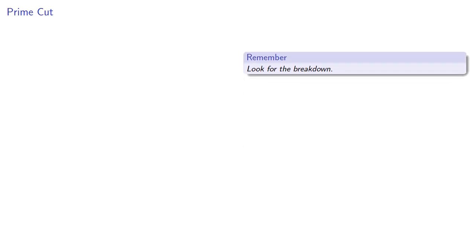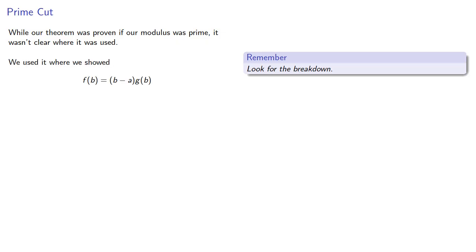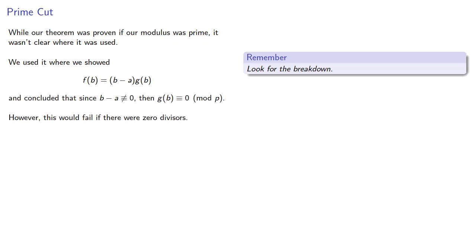Now, a useful thing to do in number theory is to look for the breakdown. Look where the proof breaks down. So while our theorem was proven if our modulus was prime, it wasn't entirely clear where it was used. And in fact, we used it where we showed f of b is a product, and since b minus a is not congruent to 0, then g of b is the one that has to be 0. However, this statement would fail if there were 0 divisors.